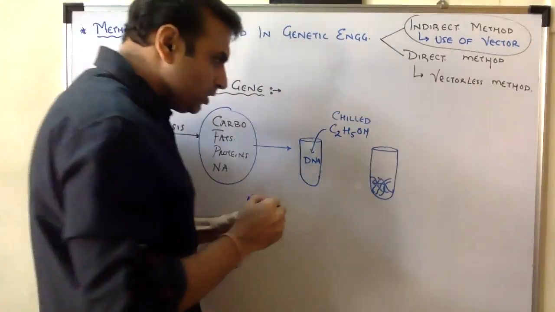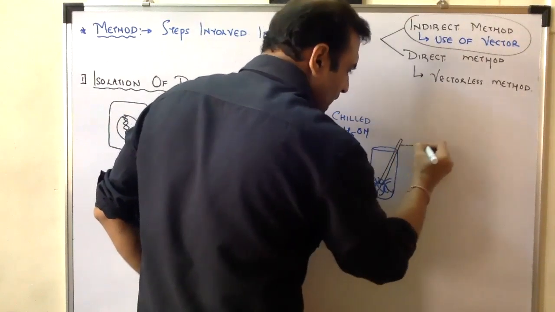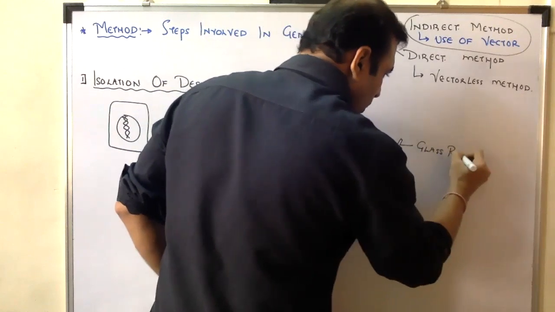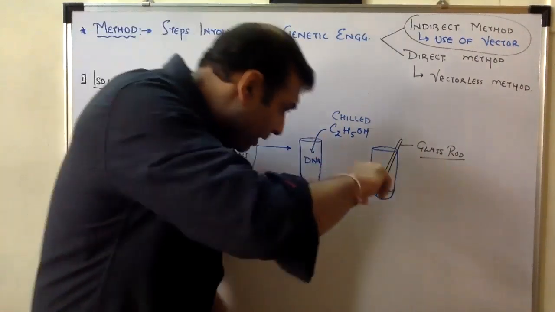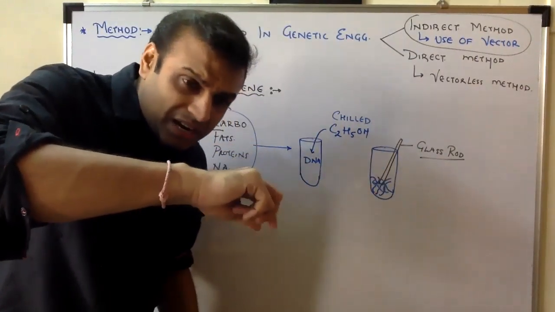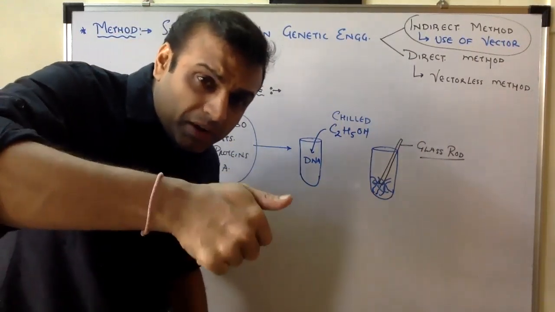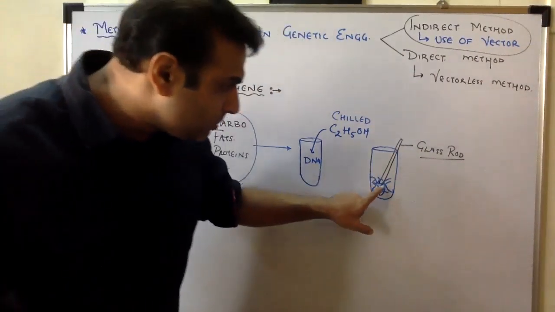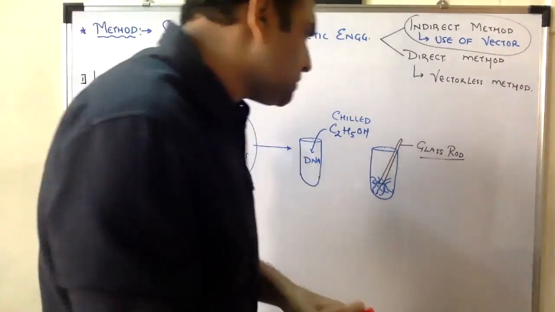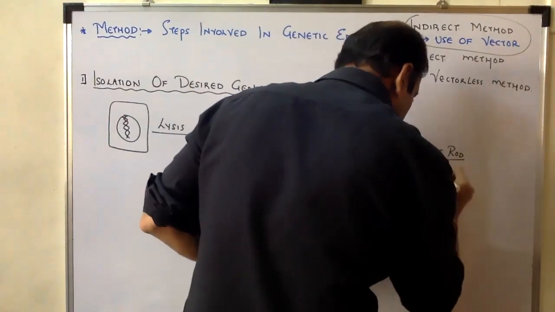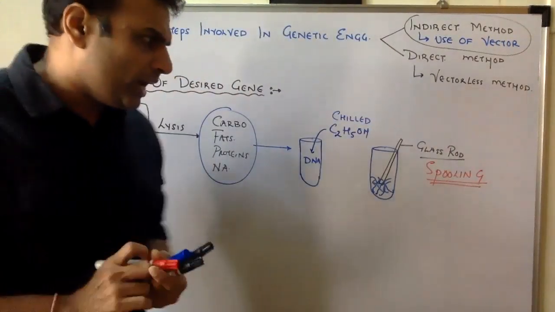Then what you do? You take a glass rod. I repeat. You take a glass rod, and on that glass rod, right, how we eat Maggi, in the same manner, okay, we will be wrapping our glass rod with the DNA. Okay, तो जैसे हम नूडल्स को हमारी फोर्क के ऊपर wrap करते हैं या bind करते हैं, in the similar manner, we will be wrapping the DNA on the glass rod. Okay, and this process is called as spooling.